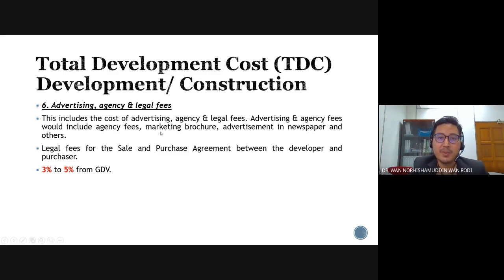Okay, and then you need to pay also for the marketing brochures, advertising in newspapers, and also others, like website advertising. Probably they will advertise their project on YouTube, for example. And then the developer has to pay the legal fees for the sales and purchase agreement between developer and purchaser. So for the range of costs for advertising and agency fees, we can allocate around 3% to 5% of GDV, the gross development value.